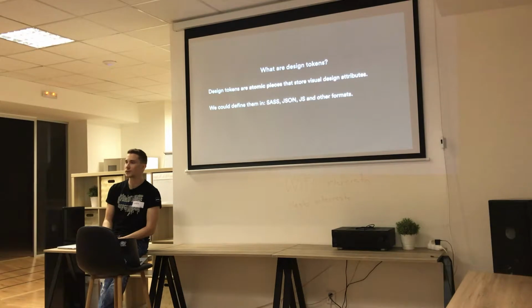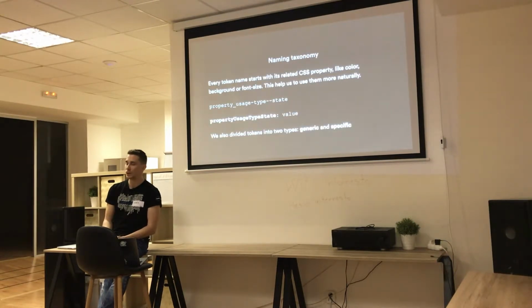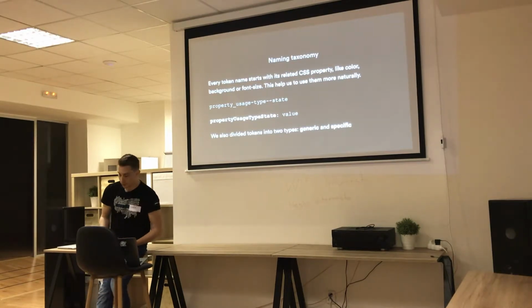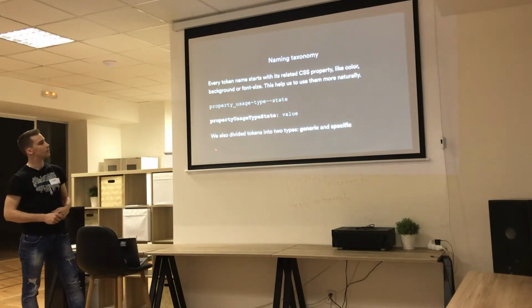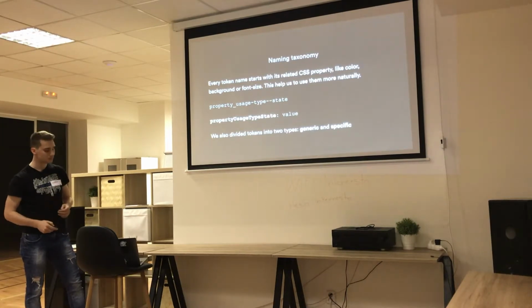Okay, so now let's take a look at how we can name them and define them in JavaScript. First of all, we had to somehow create a naming taxonomy or convention, and we said, okay, every token should be composed from a property, usage, state, and type. And by this, we define every token in this format. So this is the key, and this is the value.